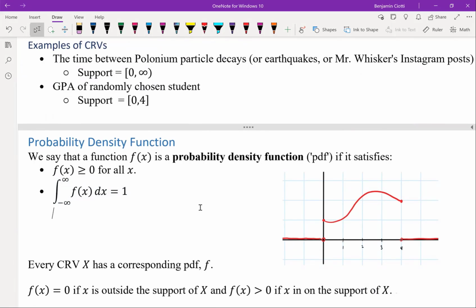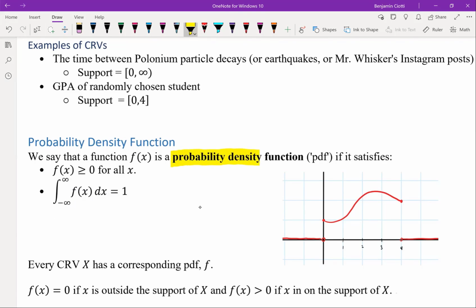Let me introduce now probability density function. So we say that a function f of x is a probability density function if it satisfies two properties. It's non-negative at every point, and the integral over the entire real line of the function is equal to 1. In other words, the total area beneath the function must add up to 1.